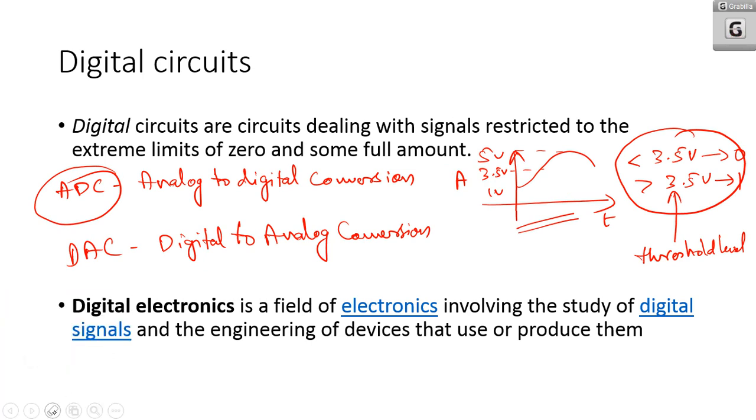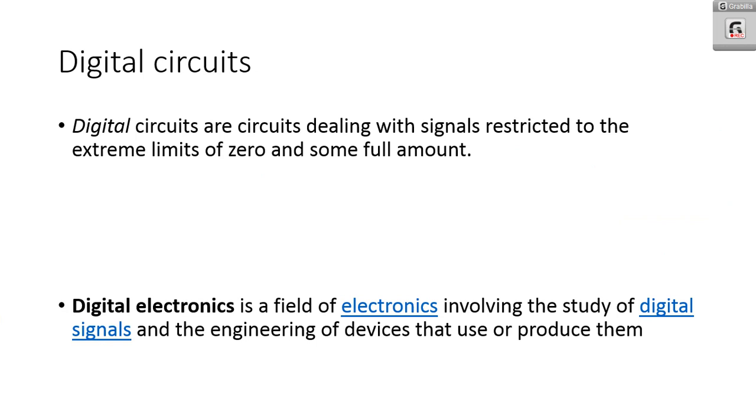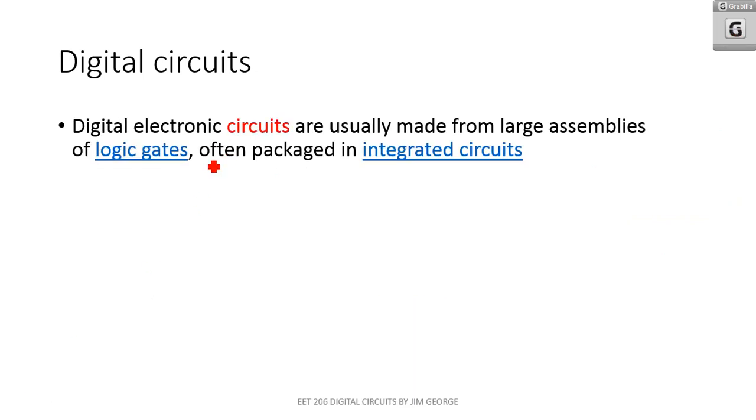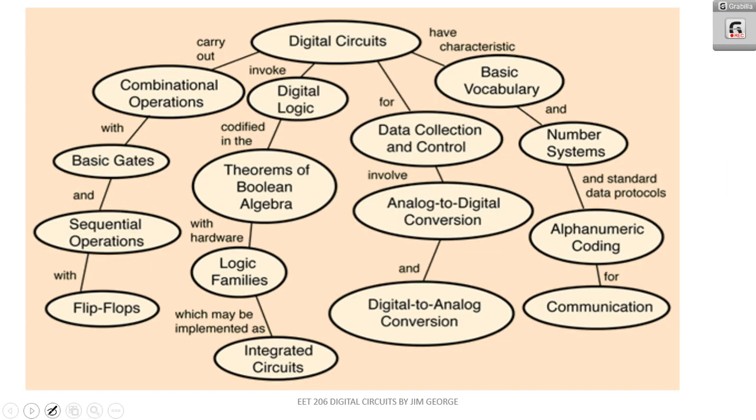What is done by digital electronics? Digital electronics is a field of electronics in which we study digital signals and the engineering devices that use or produce them. That is the study of digital circuits. Digital electronic circuits are usually made from large assemblies of logic gates, often packaged as integrated circuits. A broad view of digital circuits is shown here. Digital circuits are used to perform combinational operations with basic gates and sequential operations with flip-flops.